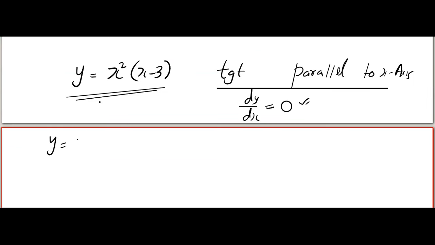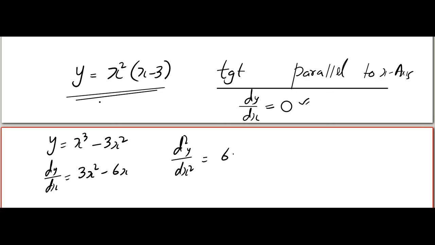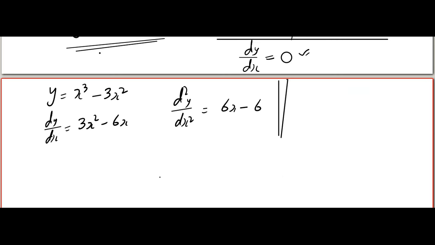So y is equal to x cube minus 3x square. So dy by dx is equal to 3x square minus 6x. D square y by dx square is 6x minus 6. Okay, now if dy by dx is equal to 0, why am I equating to 0? Because it is given that 3x into x minus 2 equal to 0. So x equal to 0, x equal to 2.